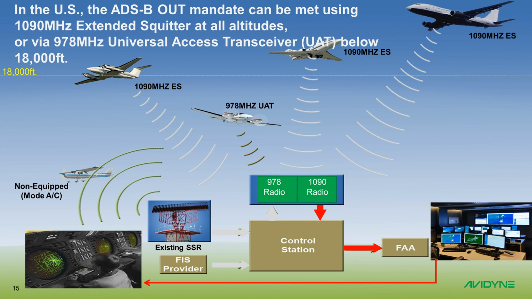However, in the U.S., our mandate can be met by using a 1090 ADS-B out at all altitudes, or a 978 below 18,000 feet. So in this illustration, you can see these high flyers here, certainly all the airlines, the most corporate aircraft, they're going to have TCAS on board, and they're going to be transmitting their ADS-B out on 1090 megahertz. And in a lot of airplanes below 18,000 might be using a 978 megahertz ADS-B out, and that'll be transmitted to the ground station. They'll be able to assimilate all that information and put it on the scope.